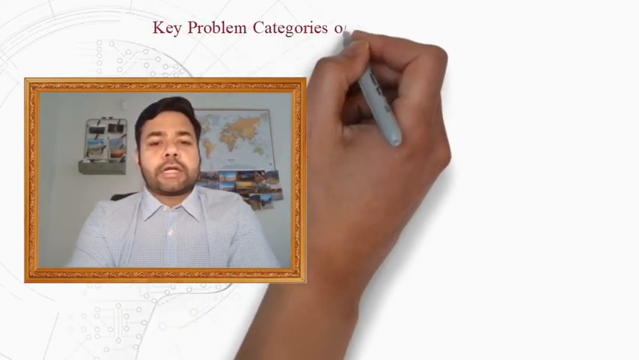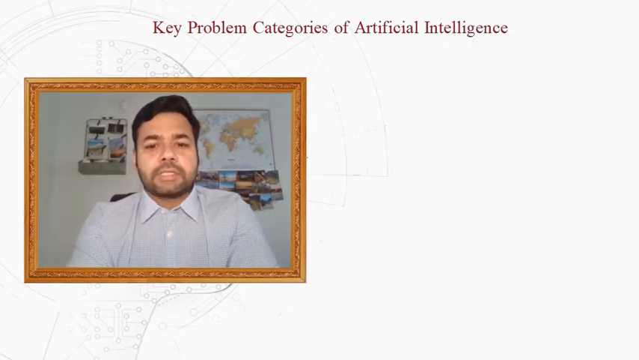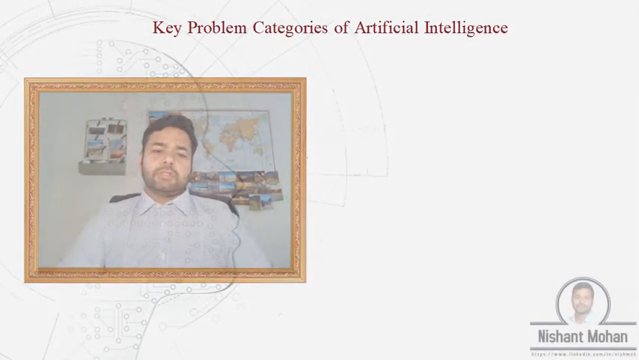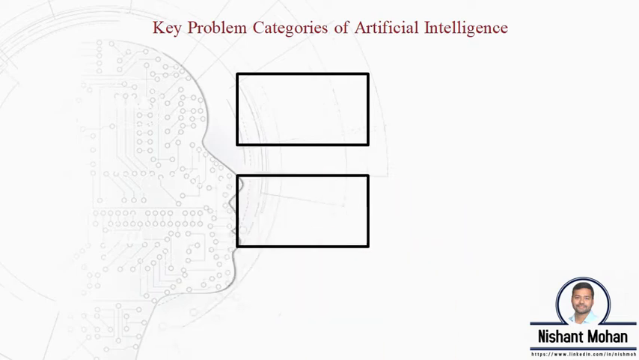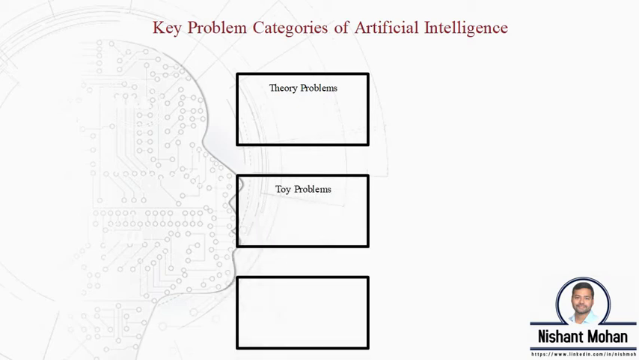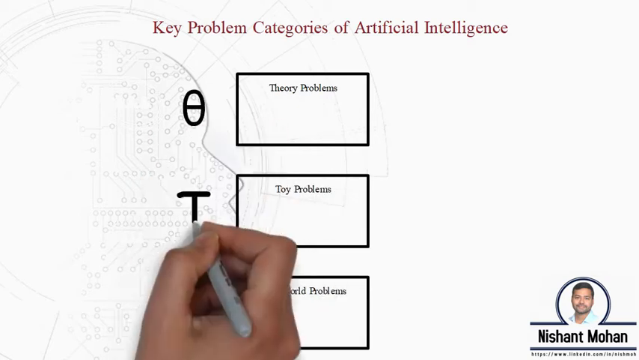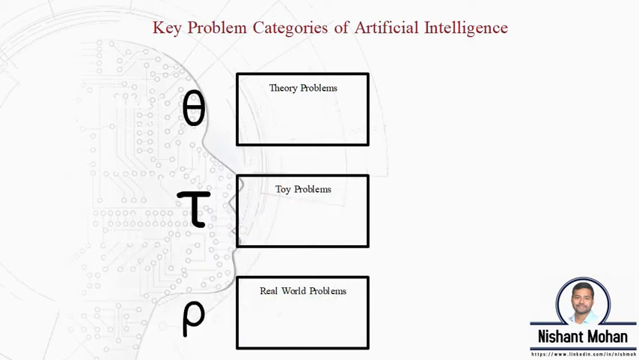Let us turn our attention to some key problem categories that have been at the core of AI research. Artificial intelligence problems are usually put in three categories as described by Seymour Papert: theoretical problems, toy problems, and practical problems, also called theta, tau, and rho problems.